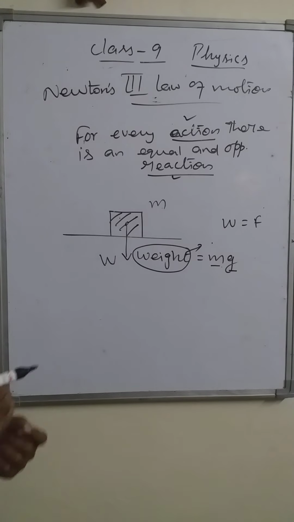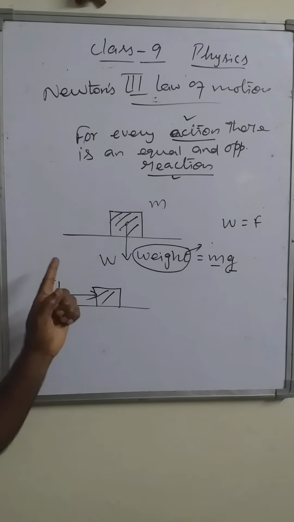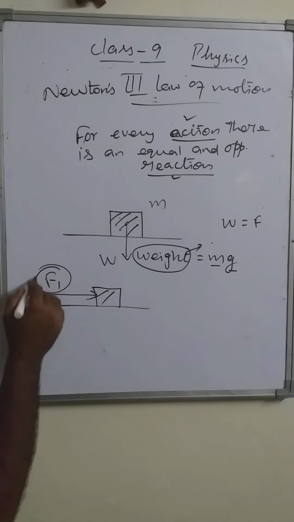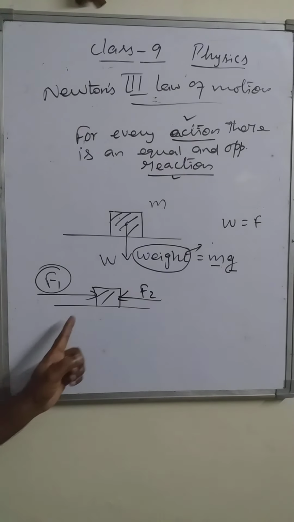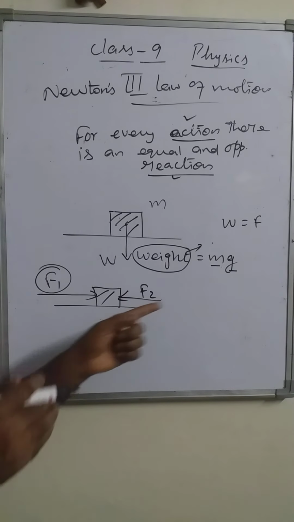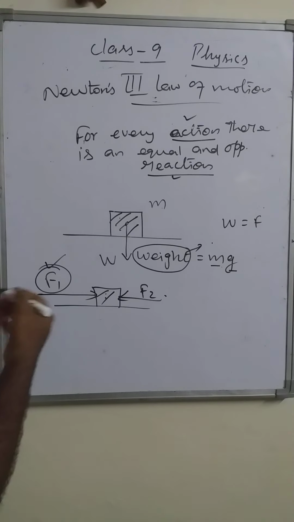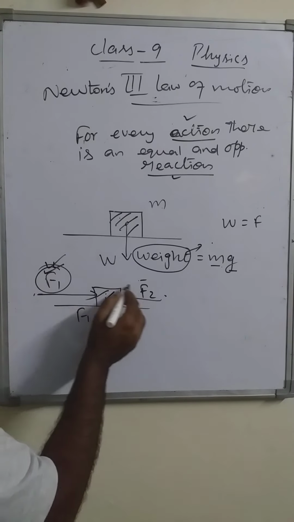To explain it more easily, suppose this is an object. If I am applying a force from this direction, that is F1, and this force is able to move this object, but due to this force it is not able to move. So what does it mean? It means the force applied from this direction is opposed by some other force. So F2 is also applied in the opposite direction. F1 and F2 are opposing each other. The effect of force F1 on this object is opposed by F2. That's why the object is not moving in any direction. So we can say F1 is equal to F2.